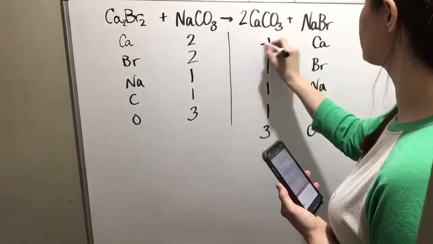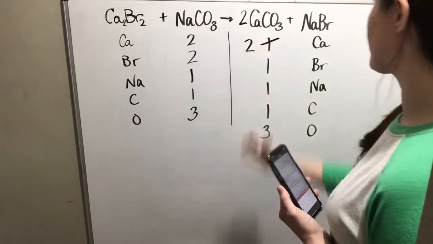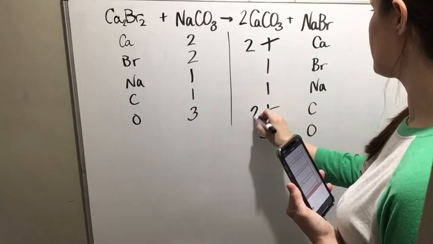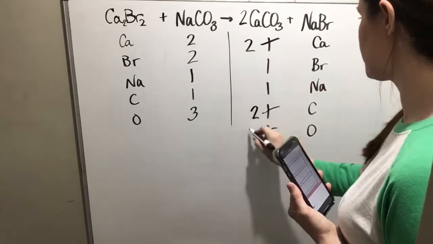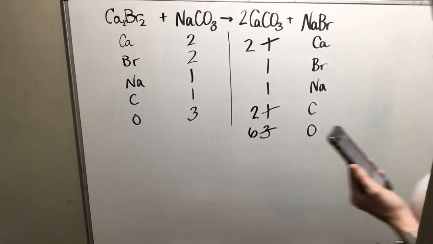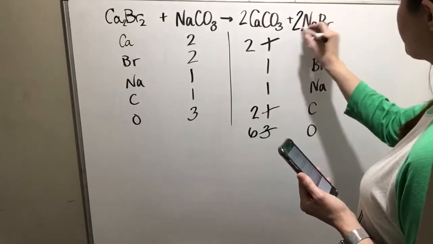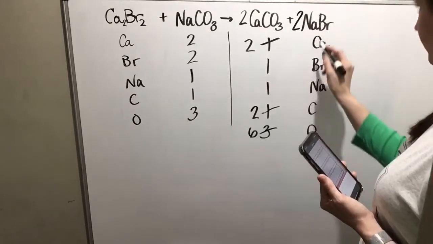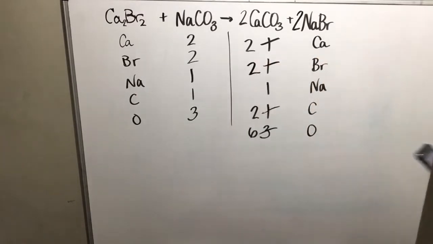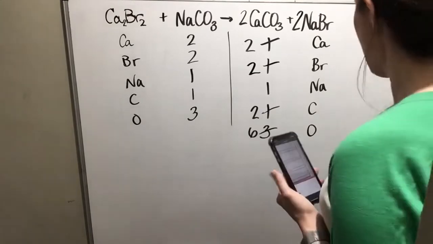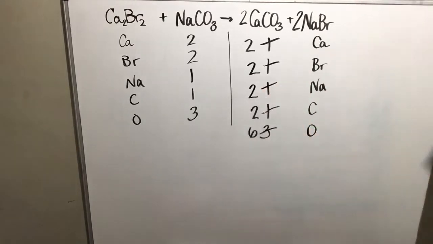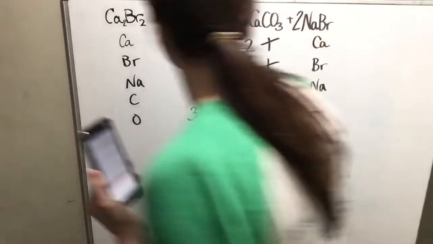So I'm going to put a 2 there, and this is now going to become 2. But it's going to make our carbon also 2, and now it's going to make our oxygen 6. That seems like a slight problem, but bear with me. Okay, I'm also going to put a 2 in front of NaBr because over here bromine has 2. And that also means that Na is 2. So there's our new numbers. Let's come over here and see if we can fix it.